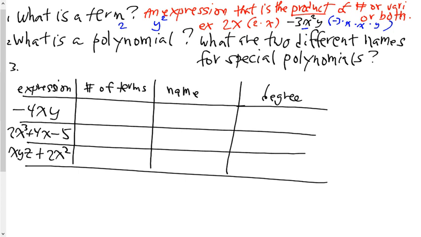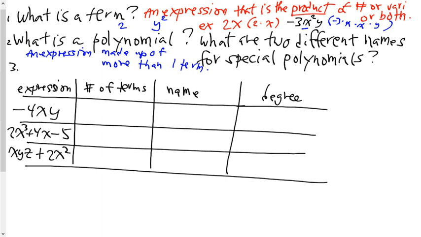Our second question says, what is a polynomial, and what are two different names for special polynomials? A polynomial is simply an expression made up of, or comprised of, more than one term. Of course, a one-term expression is called a what? Brian, what's a one-term expression? Monomial, correct. So a polynomial is an expression made up of more than one term.